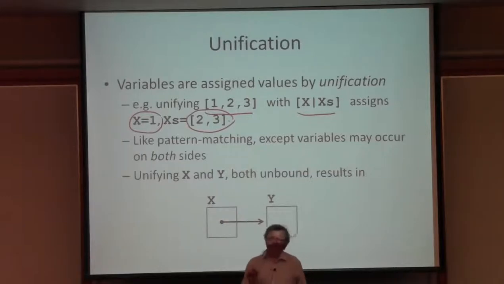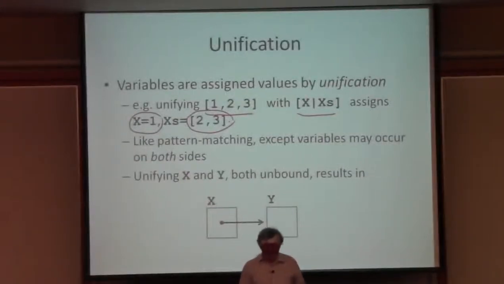The difference between unification and pattern matching is that in unification we can have variables on both sides. So in pattern matching we have a pattern containing variables that we match against a value that does not. In Prolog, there can be variables in both arguments. And that means that we can end up with two variables that we have to unify, and that's when we make one point at the other, recording the fact that they are supposed to be the same.